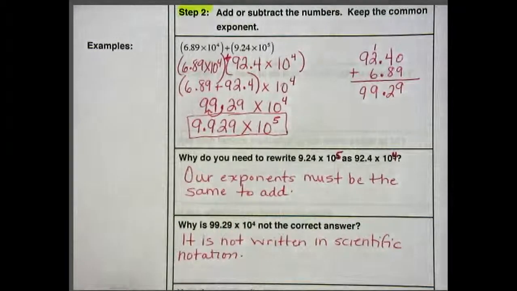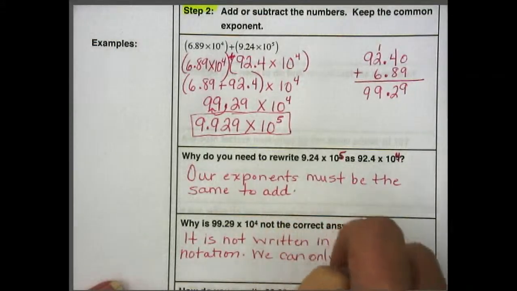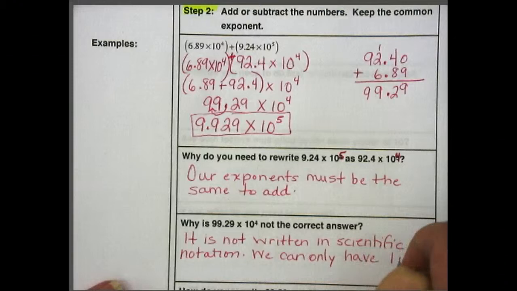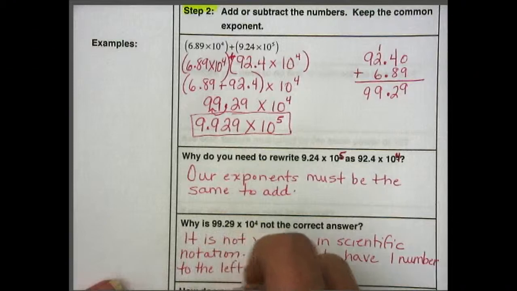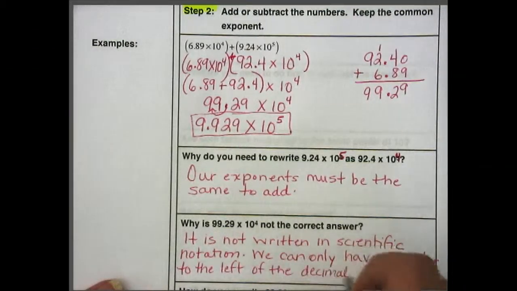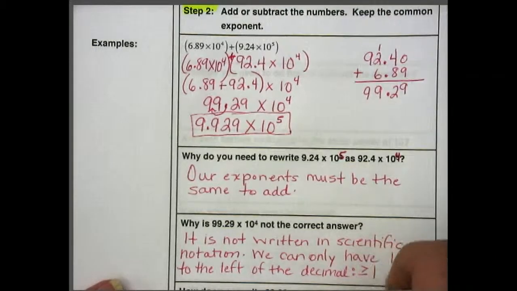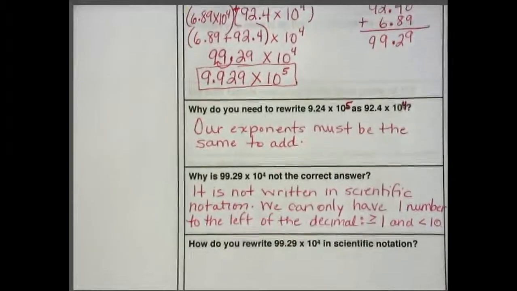In order to be written in scientific notation, we can only have one number to the left of the decimal, and that number has to be greater than or equal to 1 and less than 10. So that's the reason why 99.29 times 10 to the fourth is not the correct answer.